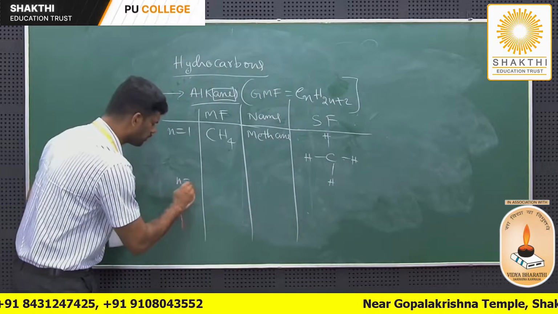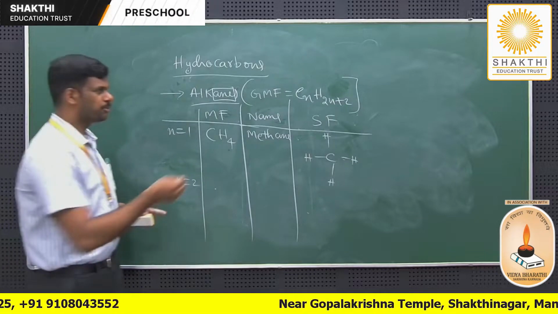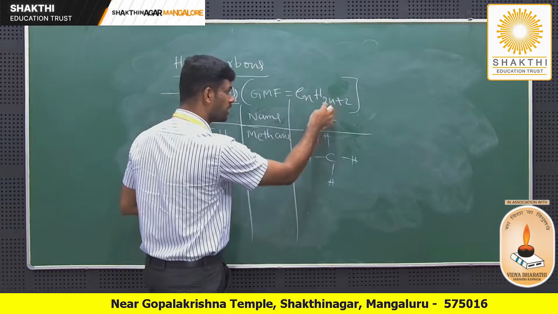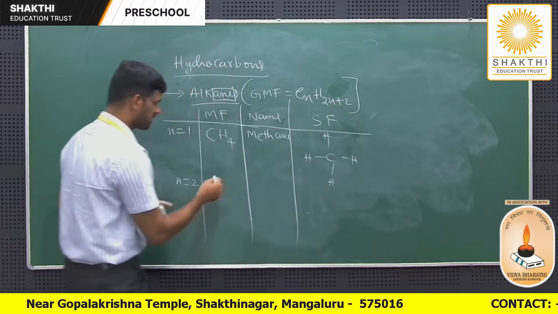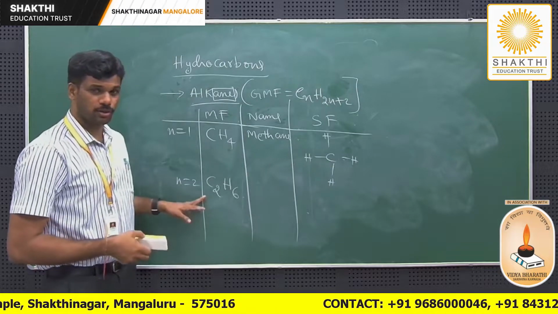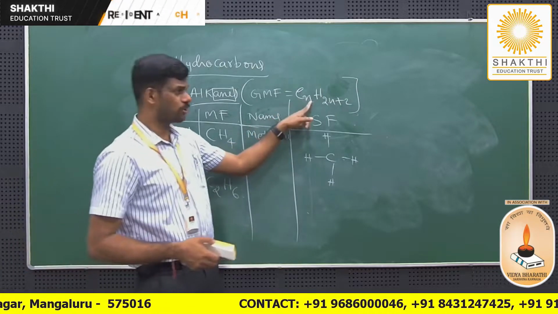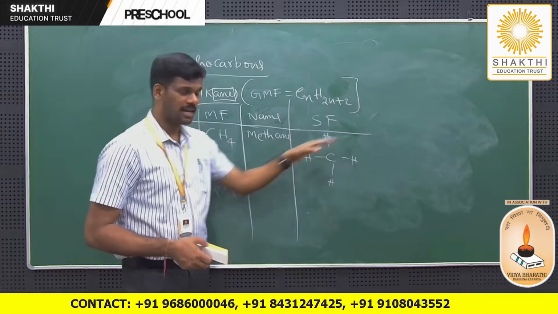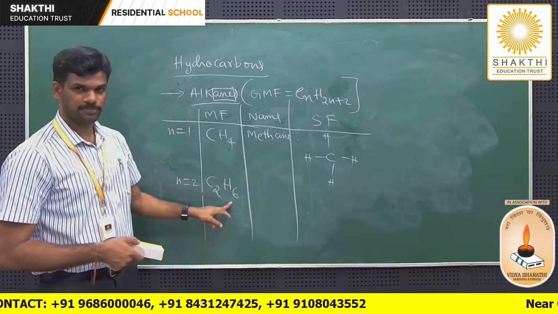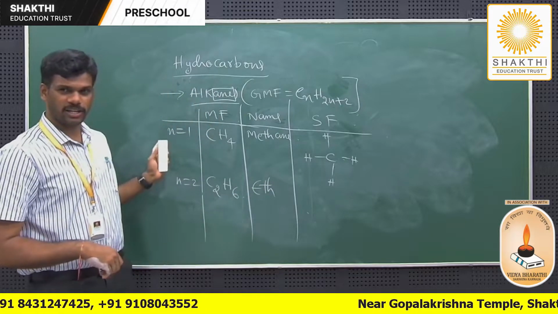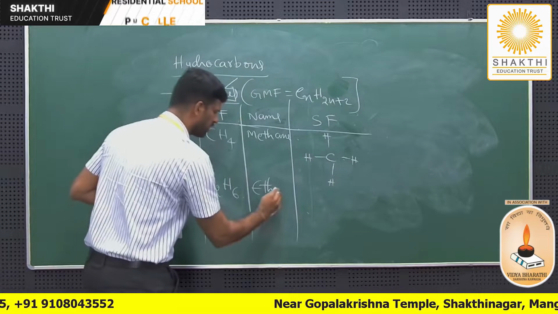See, n is equal to 2. Put it in this formula. C2 H 2 into 2 is 4 plus 2, 6. C2H6. Hope you understood. C2 because n is equal to 2, 2 into 2 is 4 plus 2, 4 plus 2 is 6. I write C2H6. The name: eth. I told you 2 stands for eth. And the name with ane, ethane.